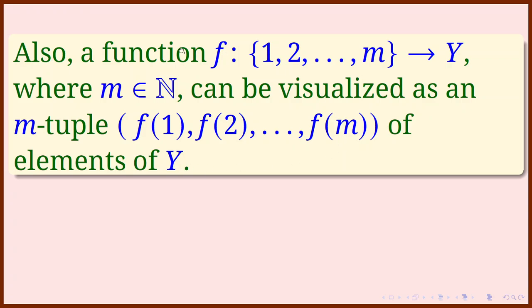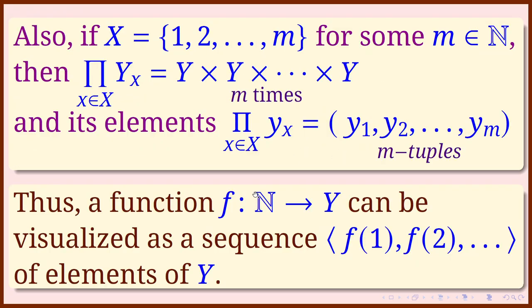Both these things are because of that bijective correspondence between Y to the power N and the Cartesian product of Y taken N times.